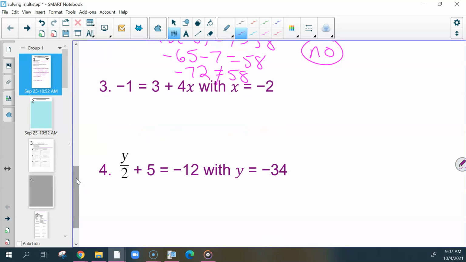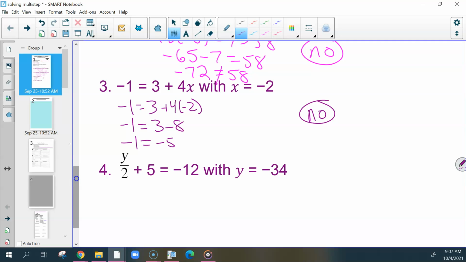Alright, for number 3, did we find this was or was not a solution? Was not. Did we all get was not? Anyone need to see that one? So I'm going to put this one back in really quickly. This should be 3. 4 times -2 is going to change this to a -8. 3 minus 8 is a -5. These do not equal. Those are not solutions.